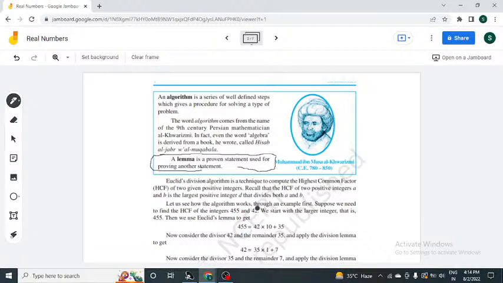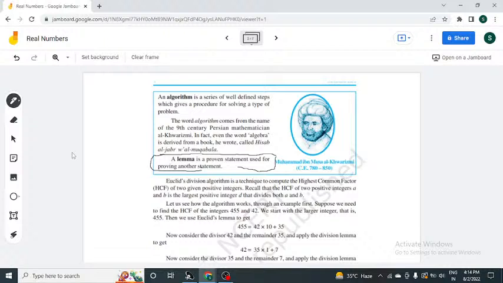Euclid's division lemma or algorithm is a technique to compute the highest common factor, HCF, of two given positive integers. So we can use this algorithm or this lemma to find out the HCF of two integers. Now if we recall, what is HCF? HCF is the highest common factor.